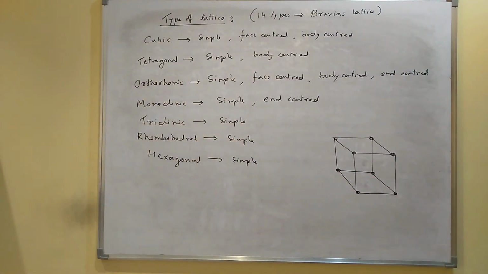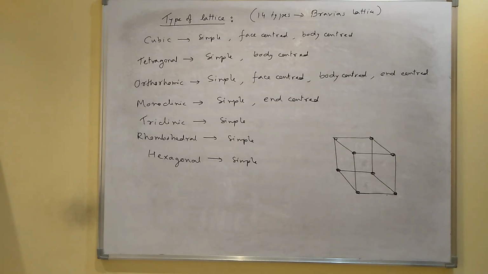Actually, you can classify the lattice based on the type of the unit cell. There are mainly 7 types of unit cells, which are called 7 crystal systems: cubic, tetragonal, orthorhombic, monoclinic, triclinic, rhombohedral and hexagonal. And based on the position of the particle, you can classify unit cells into 2 types: primitive or simple and non-primitive. Primitive means those unit cells in which the particles are present only at the corners, and non-primitive means those unit cells in which the particles are present not only at the corners but also in some other special positions of the unit cell.